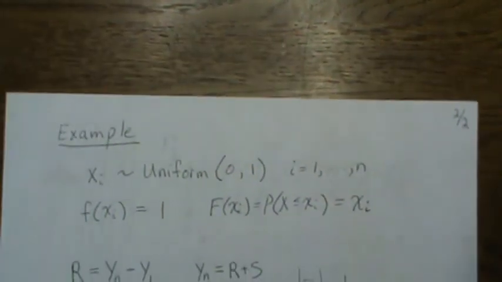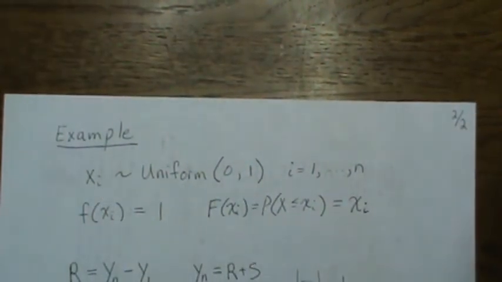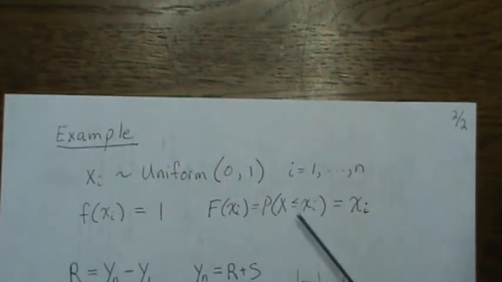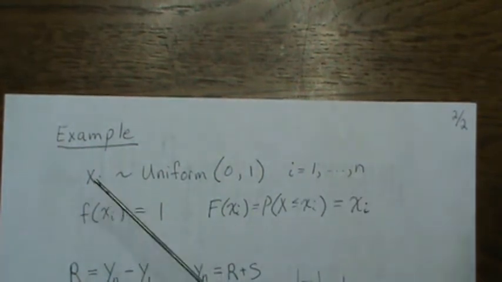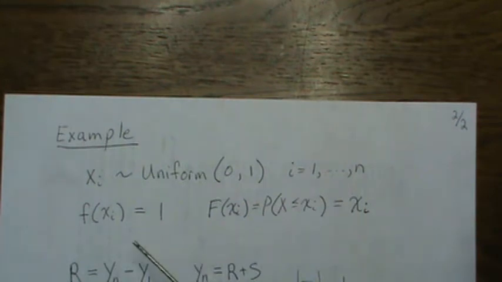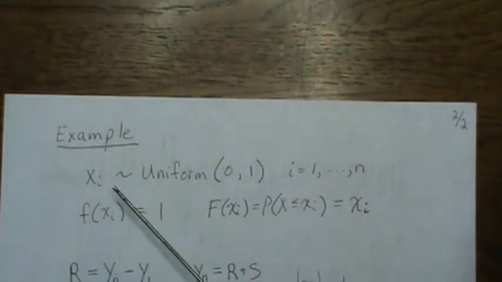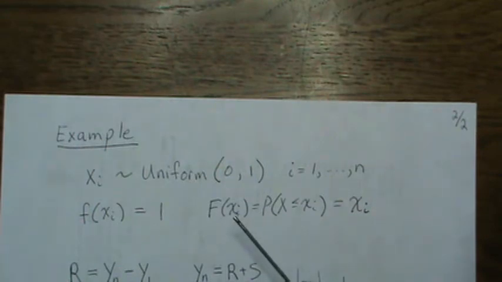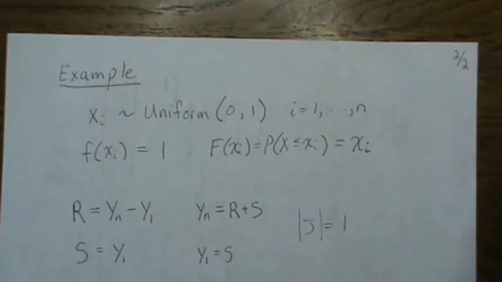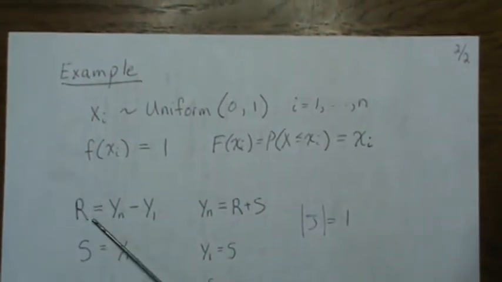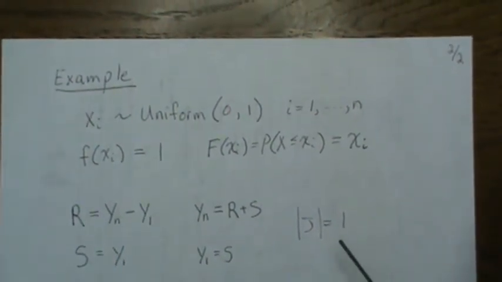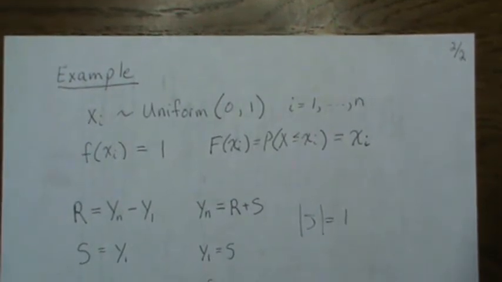Okay, so let's go through a quick example to illustrate this. We're going to let our data be uniform 0, 1, and i goes from 1 to n, so we're going to take a sample of size n, and then f of x in this setting is 1, and the cumulative distribution function of x is just x. Now we set up our mapping. This is the variable of interest, R. The Jacobian is 1, so the absolute value is 1.